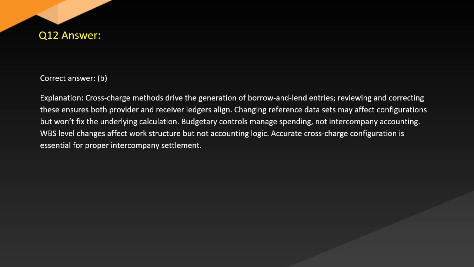Budgetary controls manage spending, not intercompany accounting. RBA level changes affect work structure but not accounting logic. Accurate cross-charge configuration is essential for proper intercompany settlement.